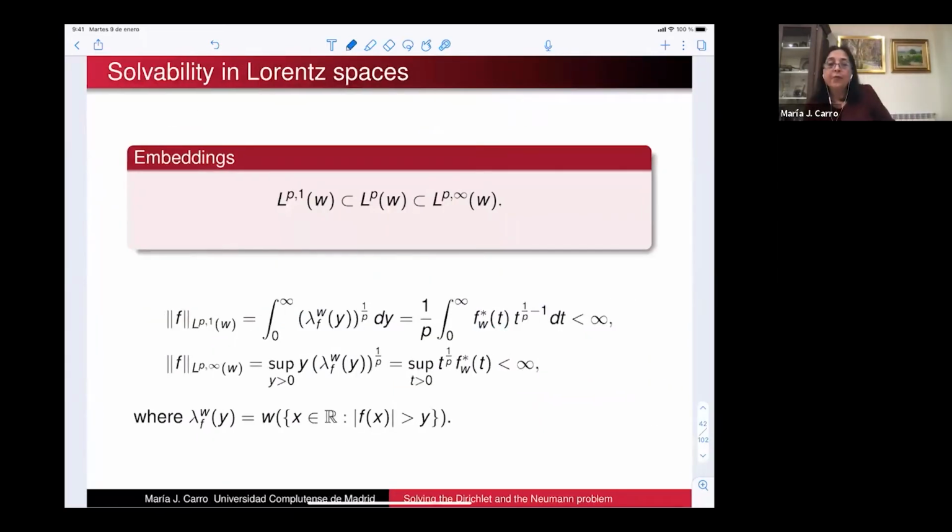So as I said before, here we have the definition of Lorentz spaces. These spaces we can define either using the distribution function, which is the measure of the level set where the function f is bigger than y. Or if you are familiar with the decreasing rearrangement, because these are rearrangement invariant spaces, we also have the definition with the decreasing rearrangement function. But if you are not familiar with those spaces, it is okay. You only have to know, as I said before, that the space LP1 is smaller than LP, and LP is strictly smaller than the weak LP.